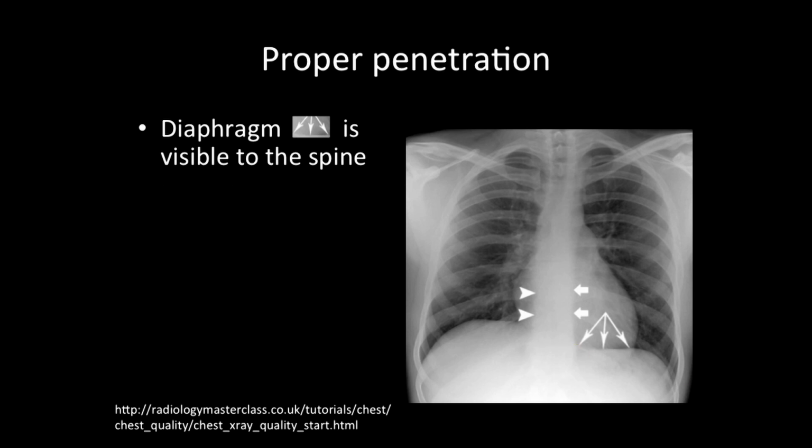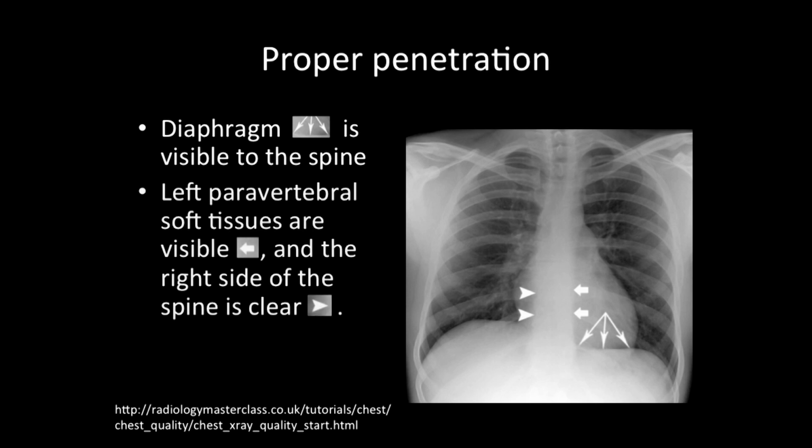And here is a properly penetrated film, and what you can see is that the diaphragm is clear, as the arrows indicate, all the way to the spine. The left paravertebral soft tissues are visible, and the right side of the spine is clear as well, as indicated by the arrows. And now that we can see clearly behind the heart, we can see that there is no infiltrate, there is no abnormality. So proper penetration, very important.